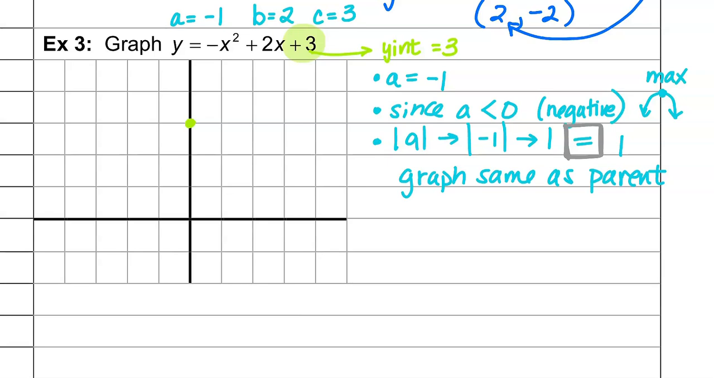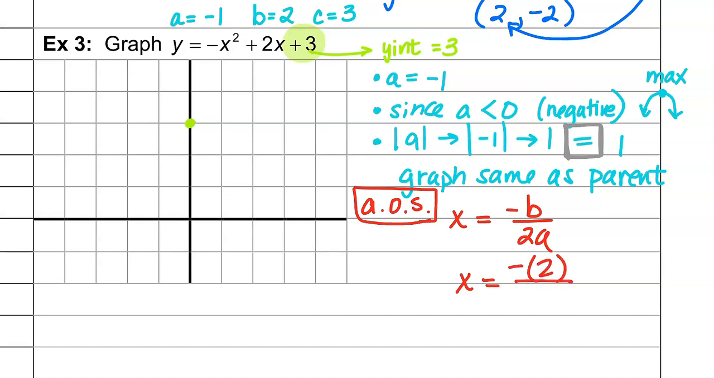Okay, so AOS, right? What does AOS stand for? Axis of symmetry, right? The formula is x equal to negative b over 2a. So in this case, x will be equal to negative of b, which is 2, divided by 2 times a, which is negative 1. So it's negative 2 over negative 2, which is 1. X equal to 1.